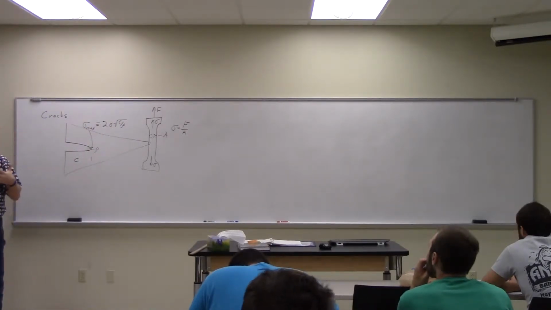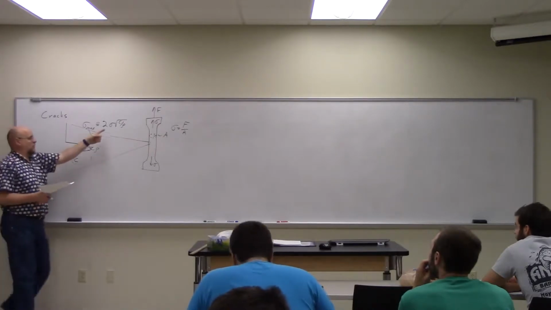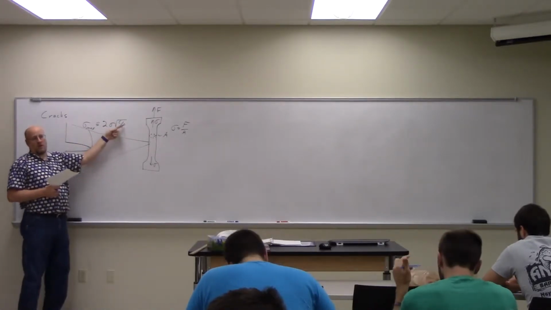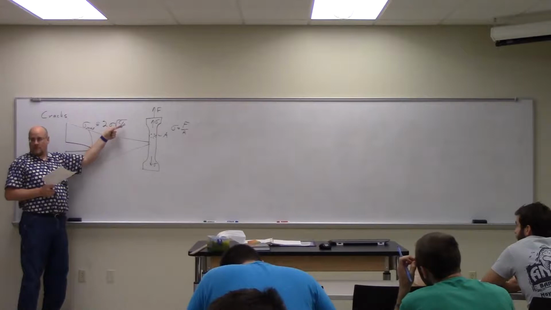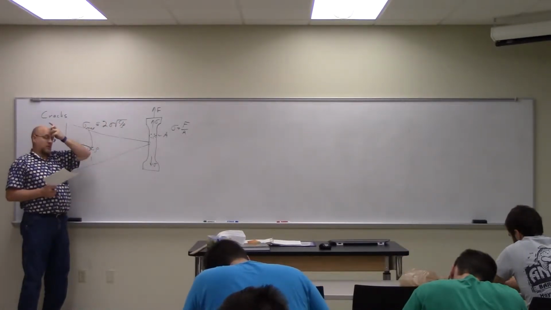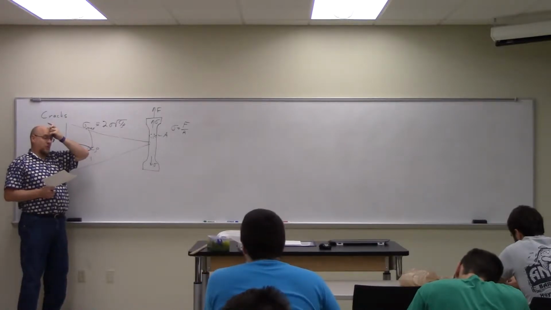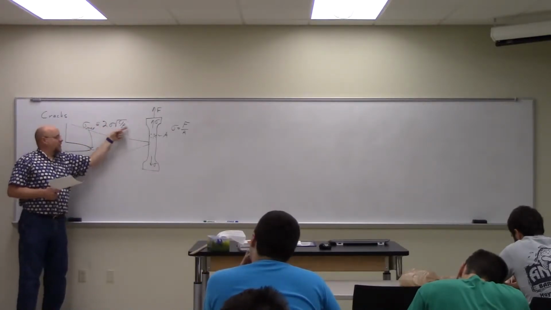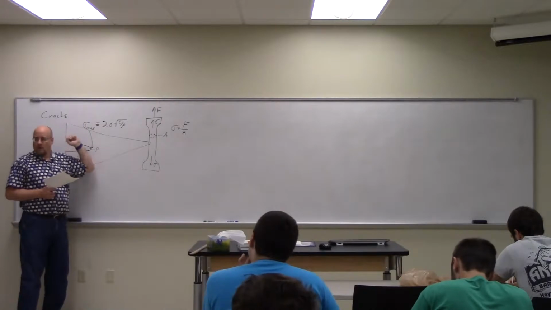It concentrates the stress, right? Because generally speaking, C is always going to be bigger than rho if it's a crack. The length of the crack is going to be bigger than the crack tip radius of curvature. And so this is going to be a number bigger than 1.